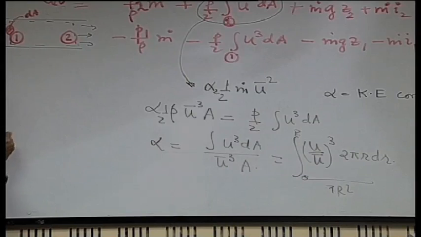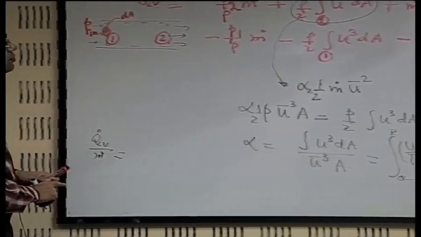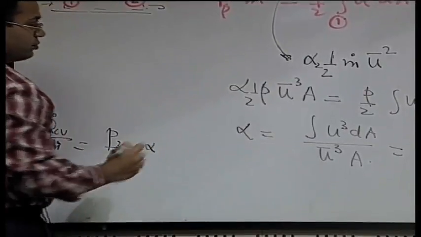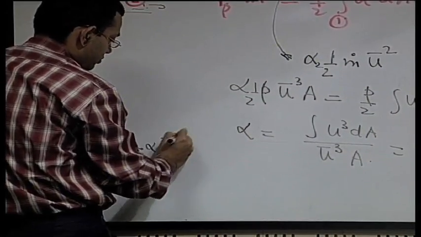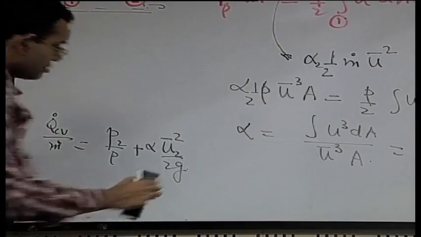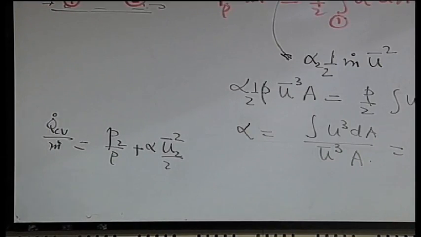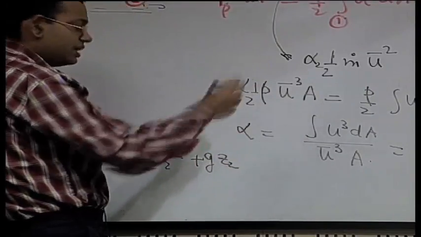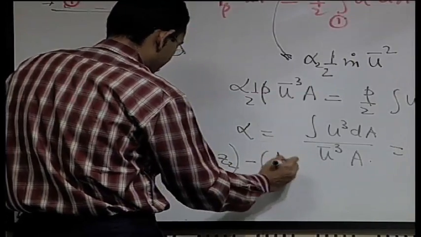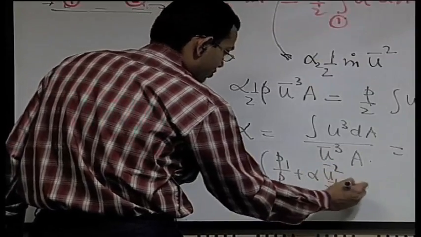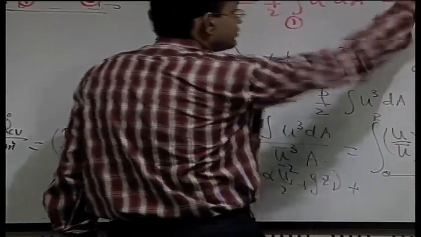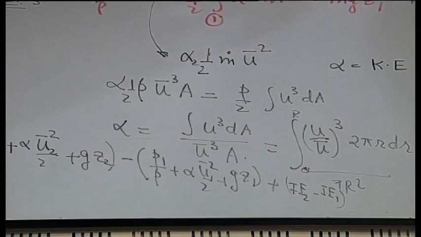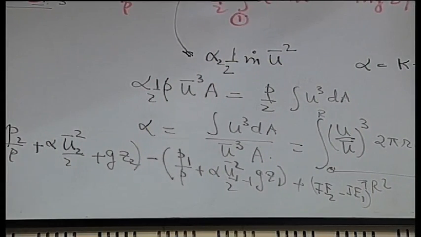Okay. So if you divide all the terms by m dot, you have q dot by m dot is equal to P2 by rho plus alpha into u2 square by 2, because you have already divided by m dot, which is rho into u bar, plus g z2, internal energy term we will just write separately, minus P1 by rho plus alpha U1 square by 2 plus g z1 plus internal energy 2 minus internal energy 1, right.